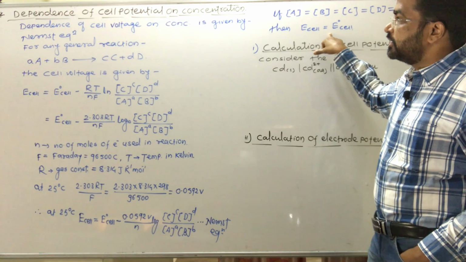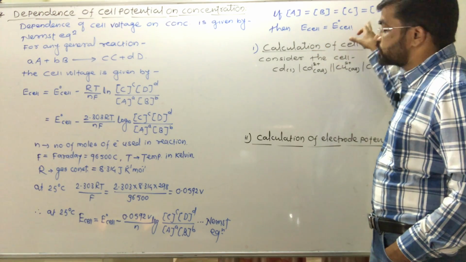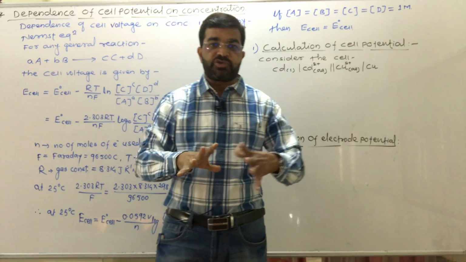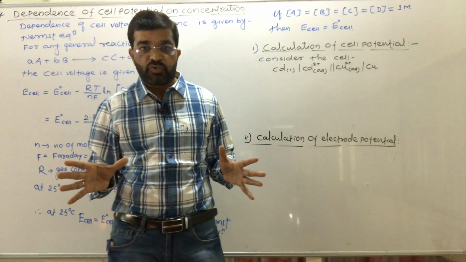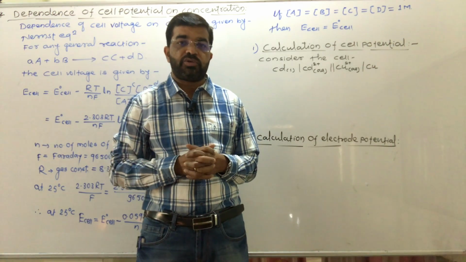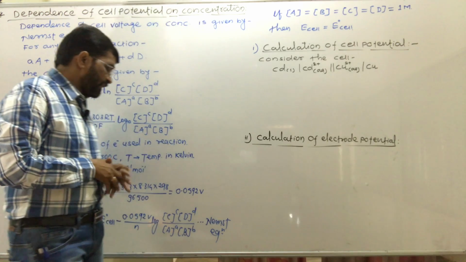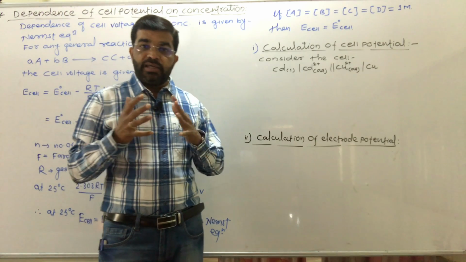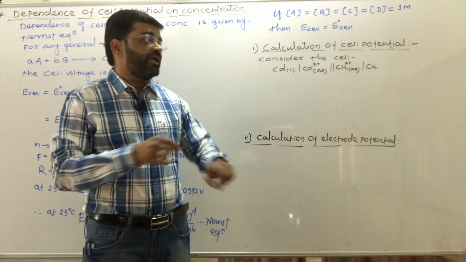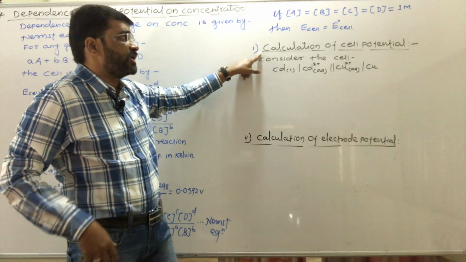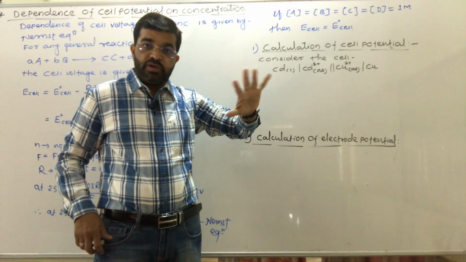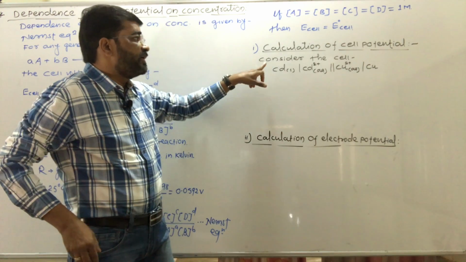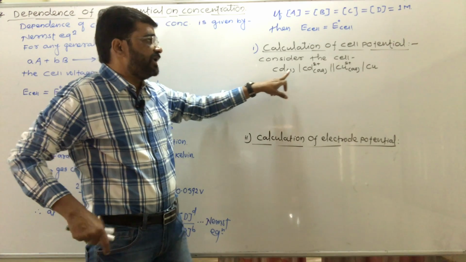That is nothing but the dependence of cell potential on concentration. If the concentration of electrolyte in a half cell changes, then the cell potential also changes. It depends upon the concentration of the electrolyte. And finally, from this equation we can determine the electrode potential as well as the cell potential. So here, see the calculation of cell potential from the Nernst equation. From the Nernst equation we are going to calculate the cell potential of a specific cell. Consider the cell: cadmium solid in cadmium plus 2 ion.